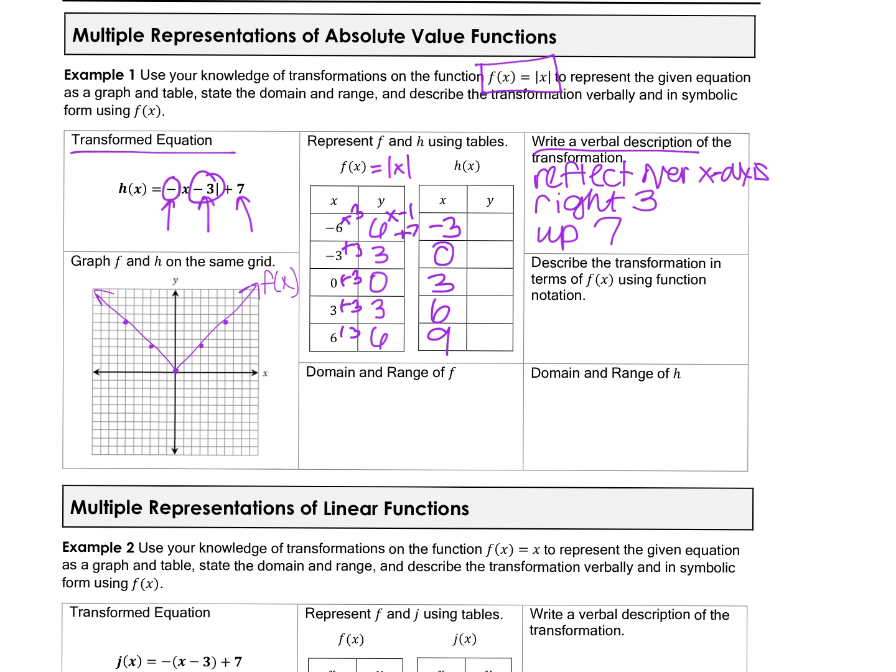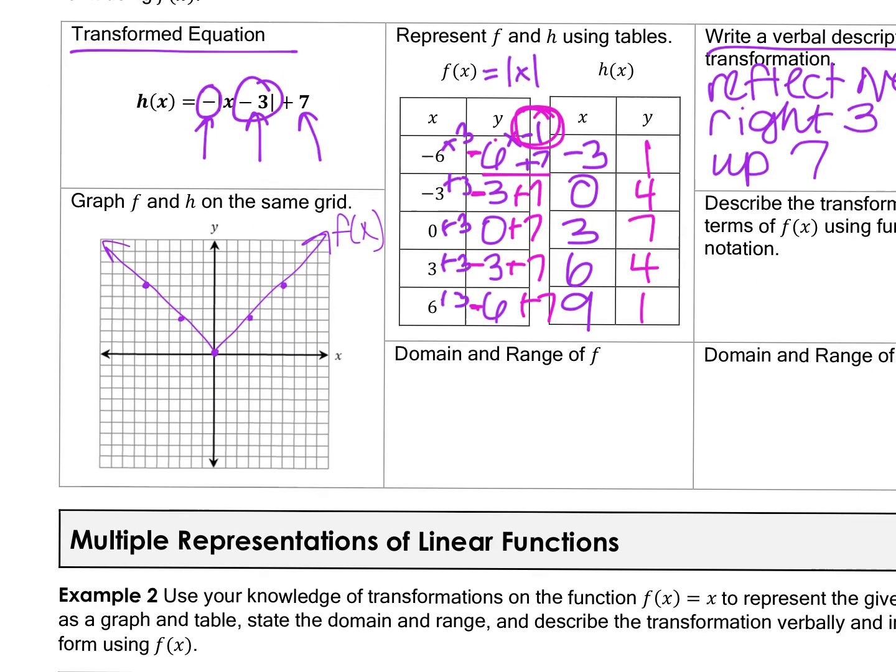Okay, so then now let's look at our y. So we're going to first multiply by -1. Remember, that just changes the sign. So I'm going to go ahead and go through and change the signs on all of these because we're multiplying by -1. Then I'm going to add 7 now. So that's going to be a 1. That's going to be a 4, 7, 4, and 1. So those are my points that I'm going to plot for my h function. So 1, 4, 0, 4, 3, 7.